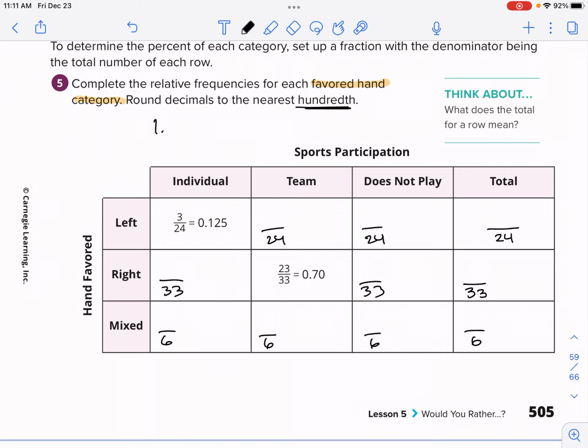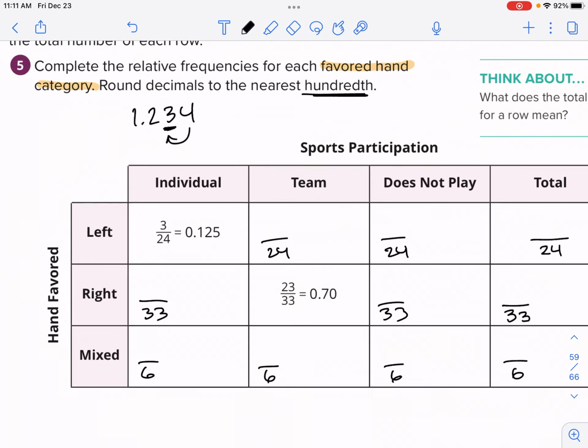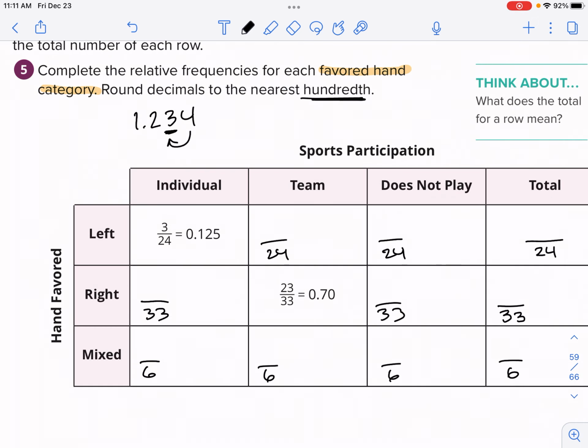So if we write a number out here, the hundredths place is where this 3 is at. This 4 would tell us whether to round that 3 up or it stays. Since it's less than 5, it would stay. It would just be 1.23. So we did that here. They actually rounded to the nearest thousandths place. But anyways, let's go and continue.